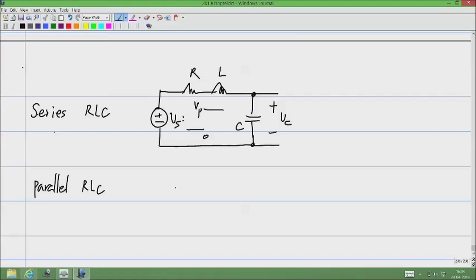We will talk about phasors later. First, I will show the sinusoidal steady state analysis.